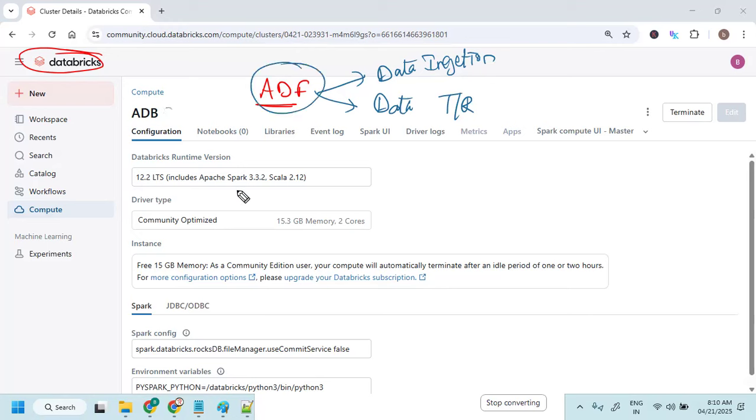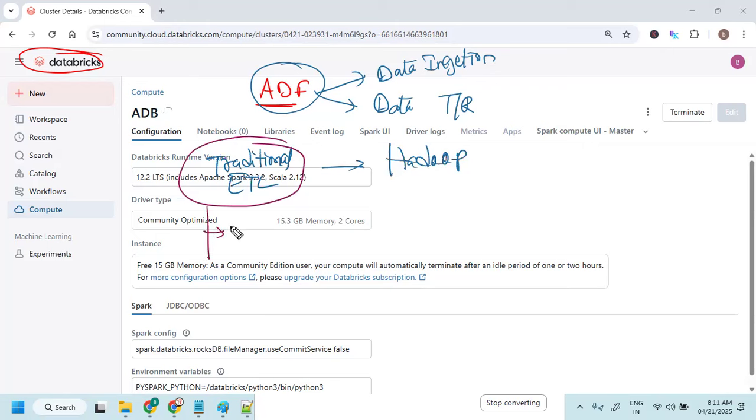Before data factory and before Databricks, we were having Hadoop. Before Hadoop, we had traditional ETL tools, like SSIS, Informatica, or DataStage. These tools are not capable enough. Because of that, we are moving out of these tools, because they have a limited number of connectors.